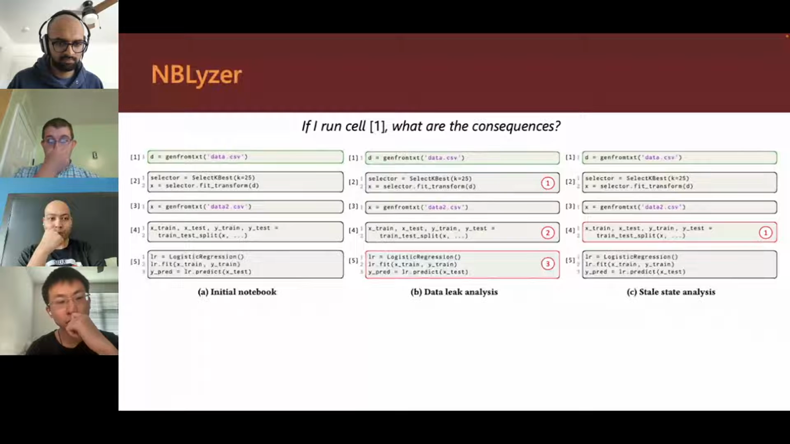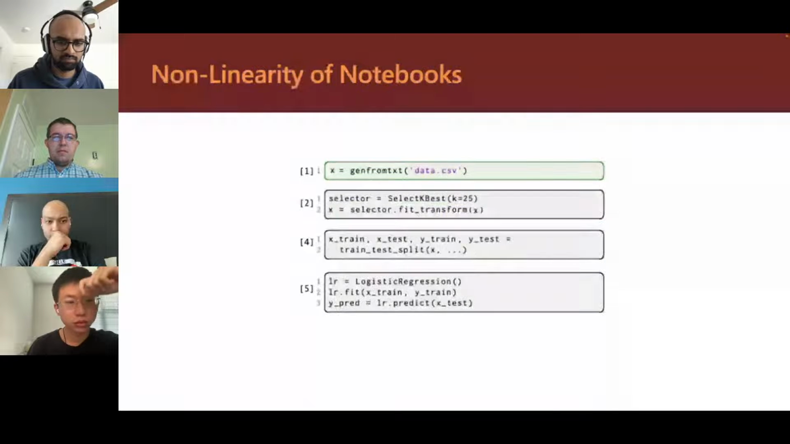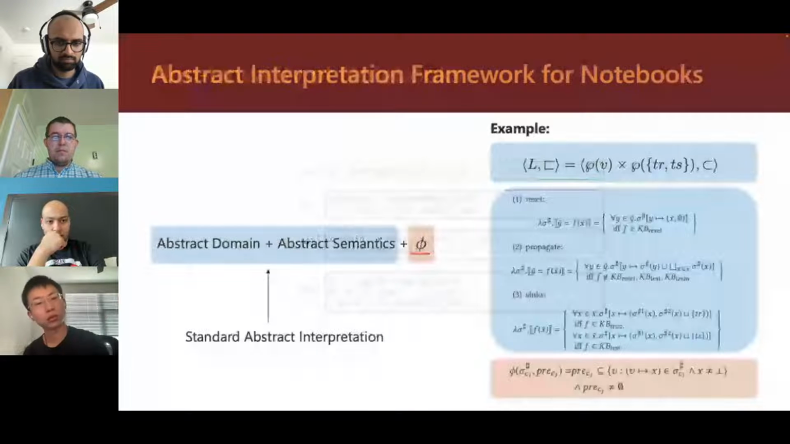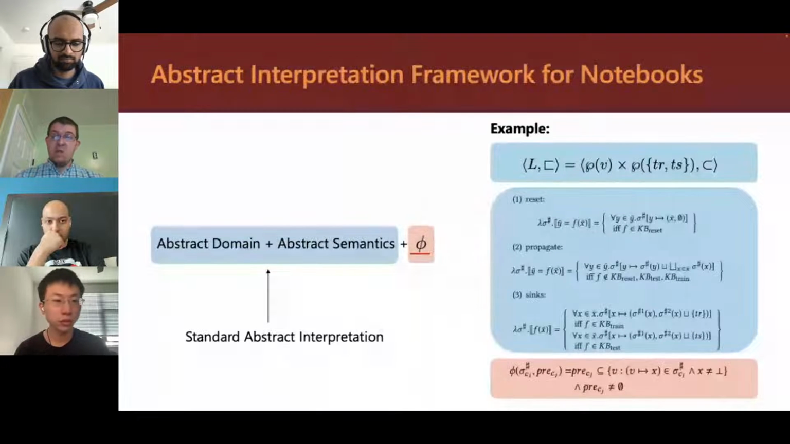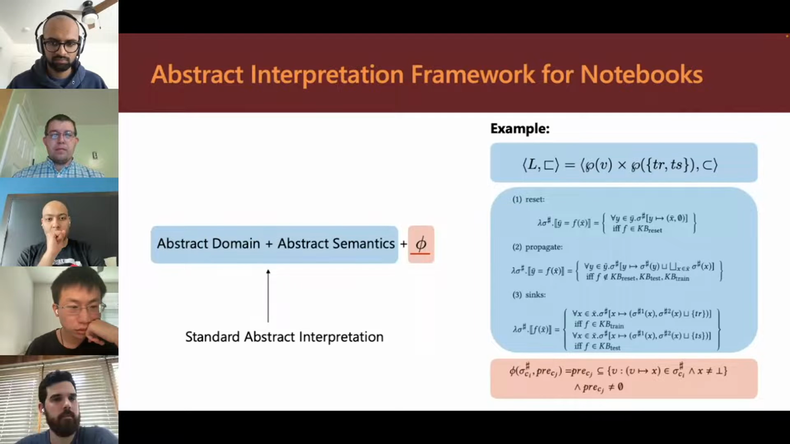So how do we do this? The challenge is that we don't have the standard semantics anymore. So you can execute this notebook in this order, 3, 4, 5. You can execute it 1, 4, 5. You can execute it 1, 2, 4, 5. So what we've done, we've taken the abstract interpretation framework and we've added this notion of a phi predicate. And this tells you whether you can propagate the abstract state to another cell or not.